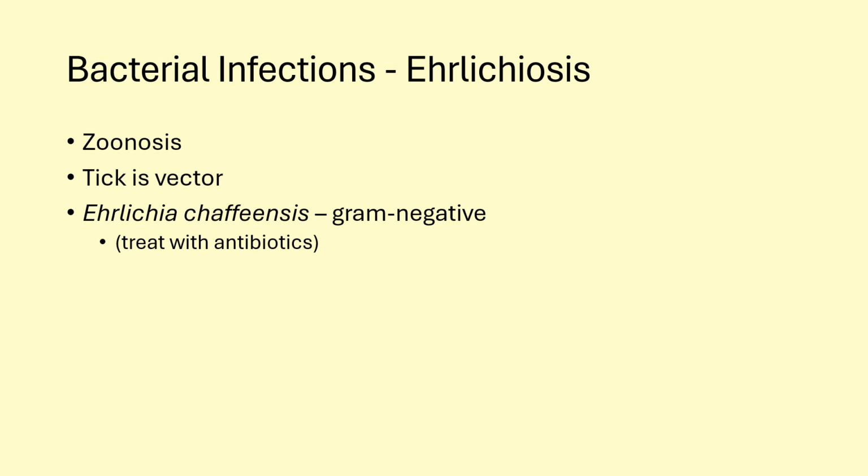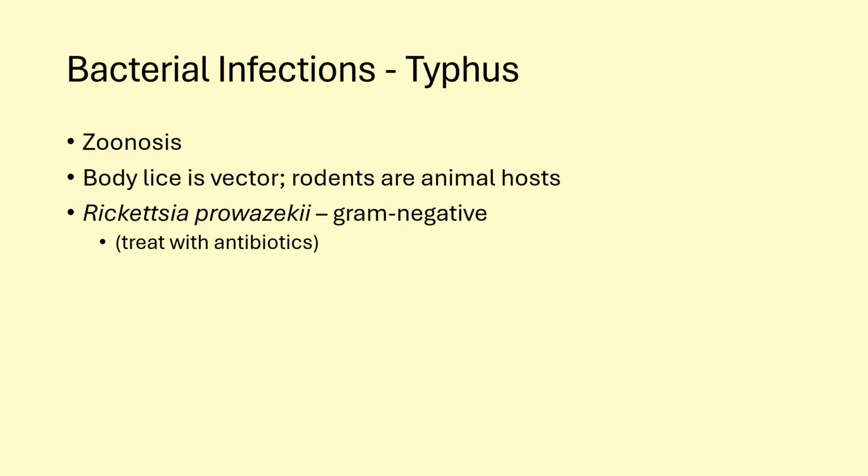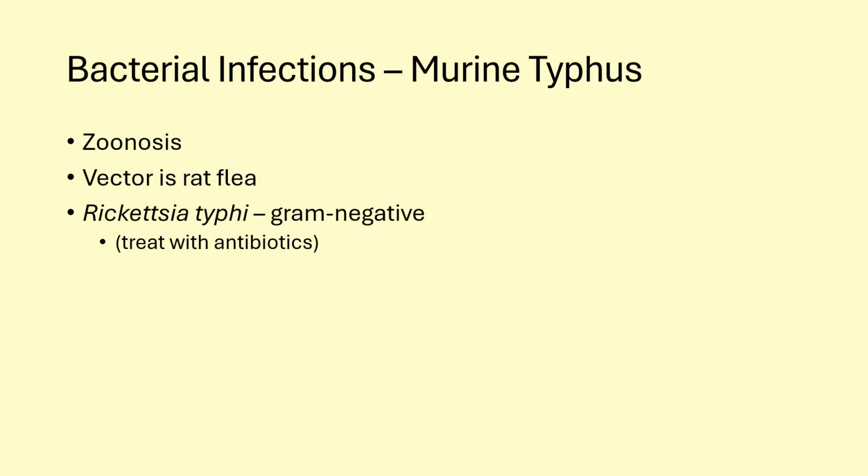Ehrlichiosis is once again another zoonosis. You notice a lot of these are zoonosis now. Tick is the vector. Ehrlichia chaffeensis is gram-negative, and you can treat with antibiotics. Typhus, zoonosis once again. Rodents are another animal host, and body lice can be the vector. Rickettsia prowazekii is gram-negative, and that's a causative agent, and you can treat with antibiotics. Murine typhus, the vector here now is a rat flea, and the causative agent is Rickettsia typhi, still gram-negative. You can treat with antibiotics.